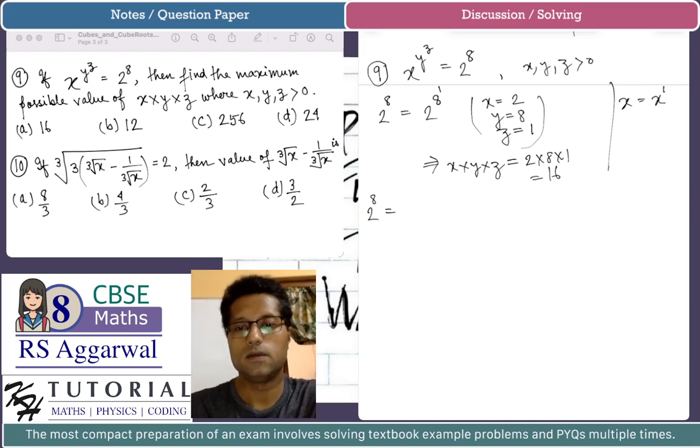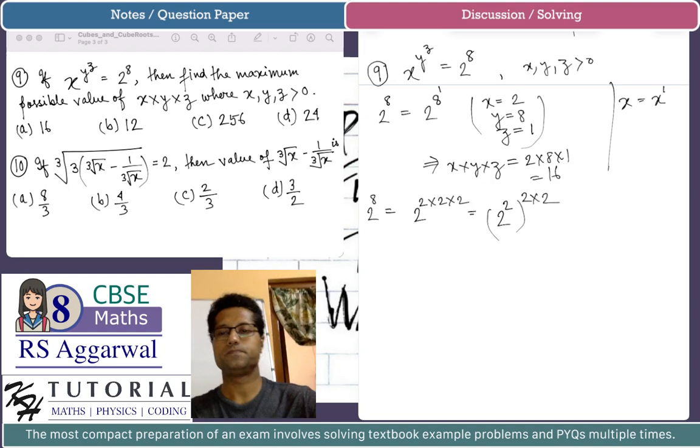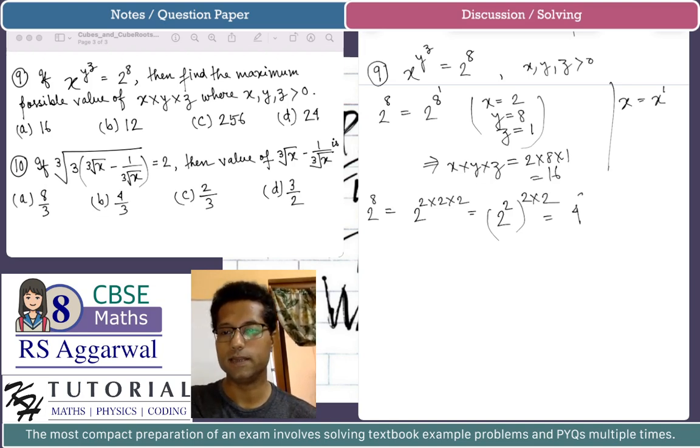Okay, so we know that 2 to the power 8 means 2 to the power 2 multiplied by 2 multiplied by 2. So this is equal to 2 square, this whole raised to the power 2 multiplied by 2. So 2 square is 4. So 4 raised to the power 4. So 2 to the power 8 can also be written as 4 raised to the power 4.